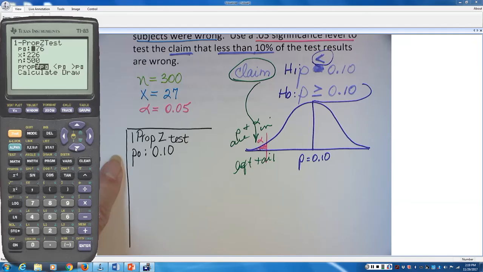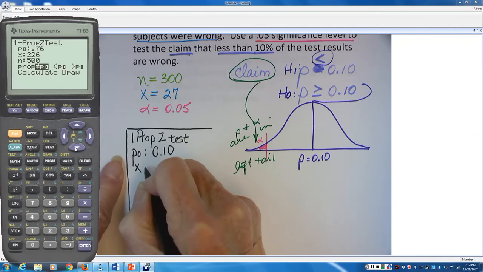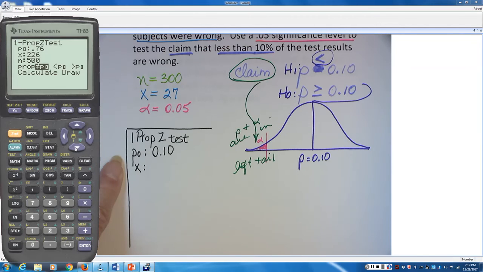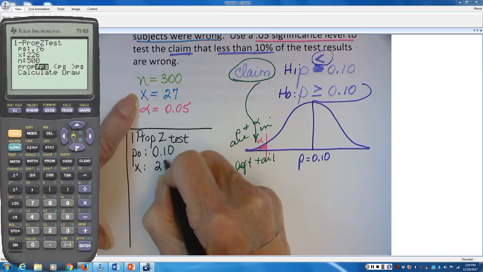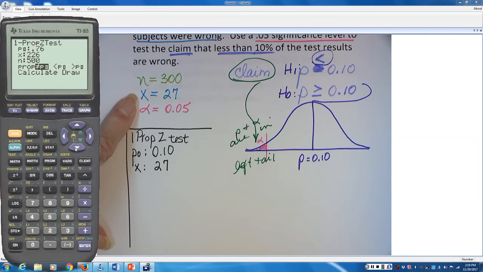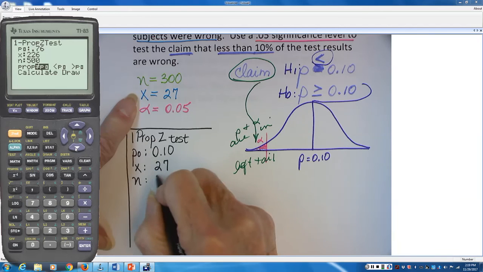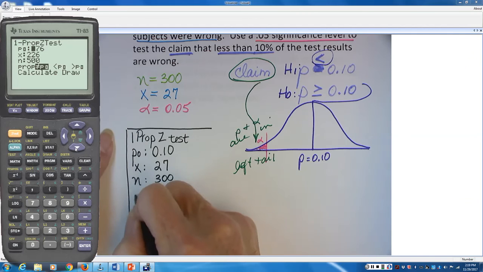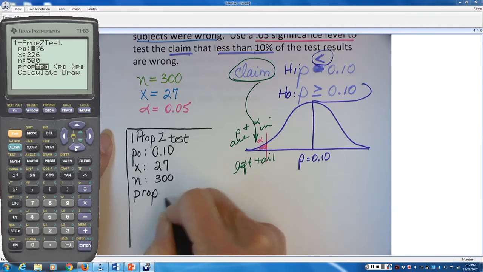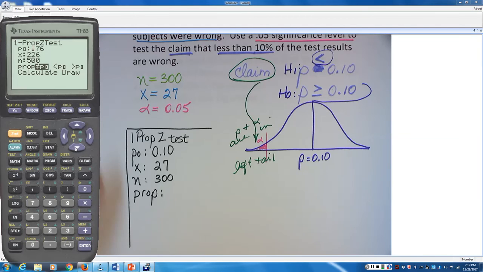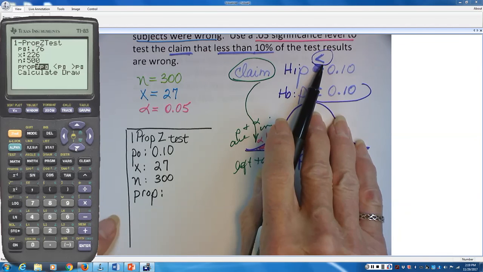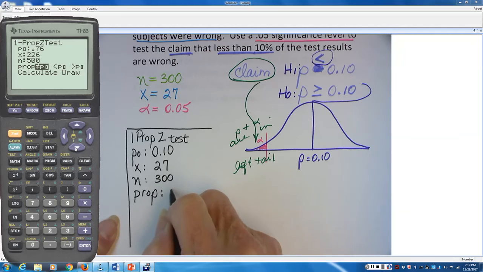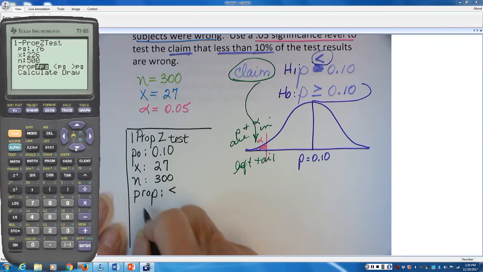And then it asks us, what's X? That's the number of people that actually had false test results. That's going to be 27. And it says, okay, how many people did you sample? Well, that's 300. And then it says the proportion from the sample, which it calls prop. H1 says that that proportion is less than 10%. And then, like we always do, we're going to draw.